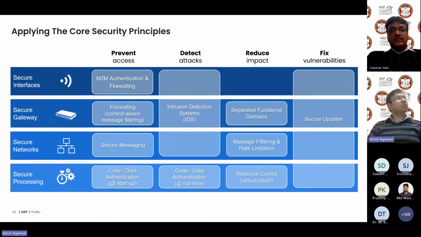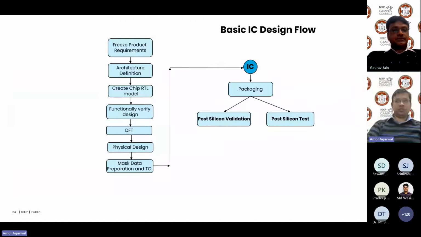And then finally, the fixing of the vulnerabilities. Once the vulnerabilities are detected, those are fixed via OTA updates. In your mobile phones, you must be getting OTA updates, right? And most of them, generally, are security updates to fix such vulnerabilities that I'm talking about here. Okay, so moving to the next slide.